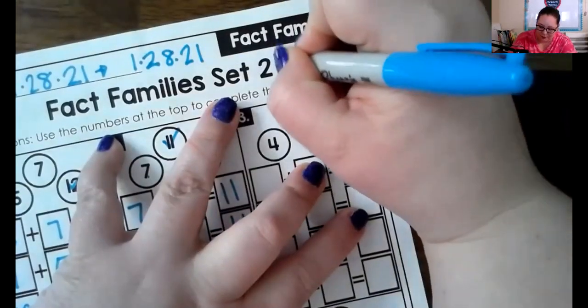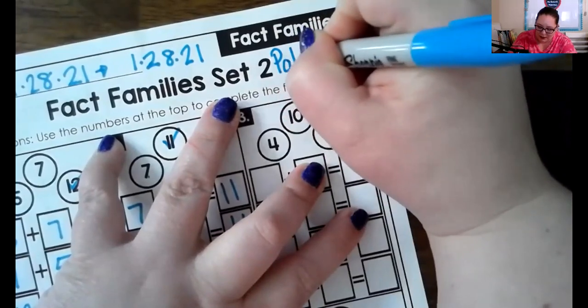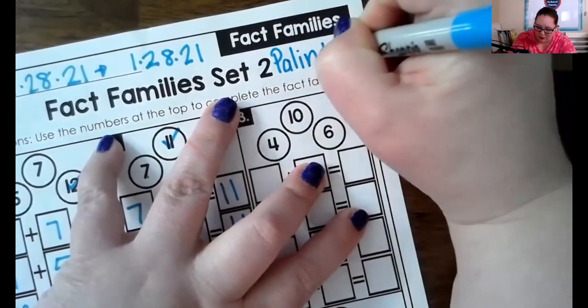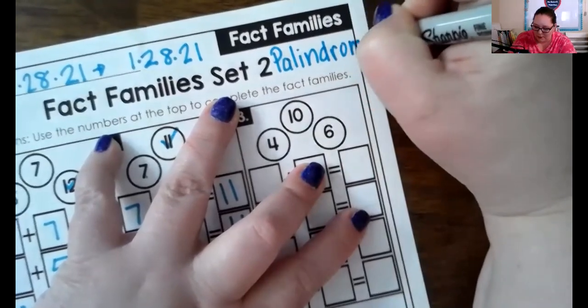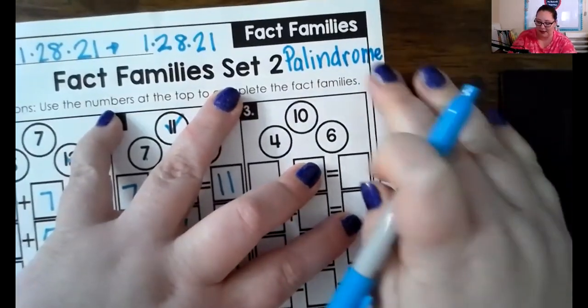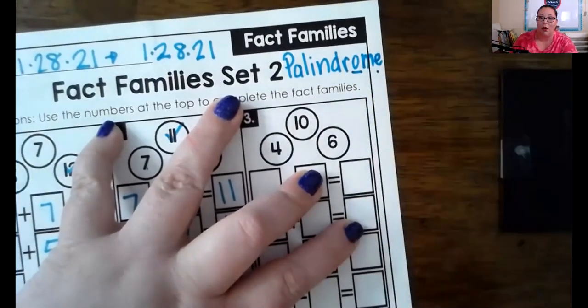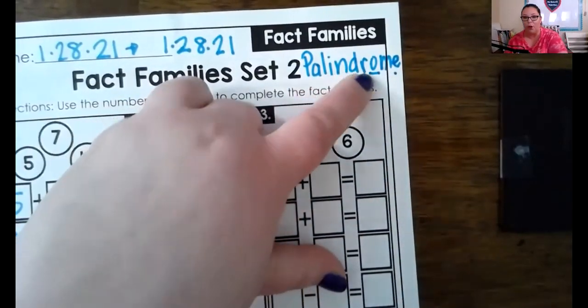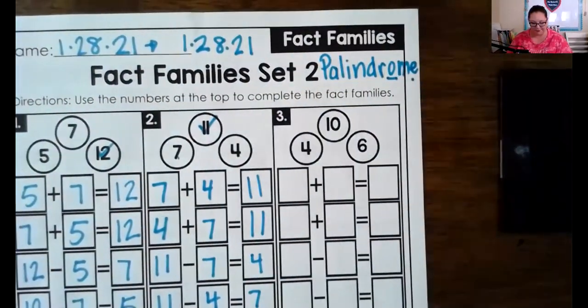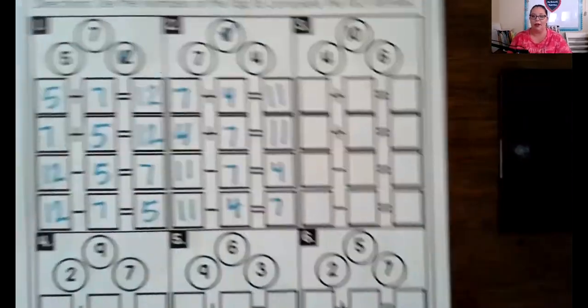So palindrome, P-A-L-I-N-D-R-O-M. And squeezing that bossy E. That bossy E is what makes the O long. Palindrome. Yes. All right. So you guys have got this.